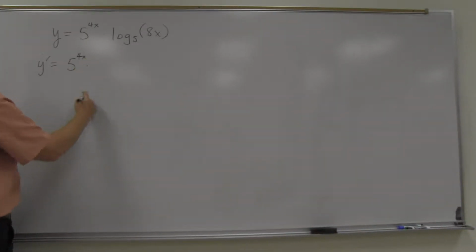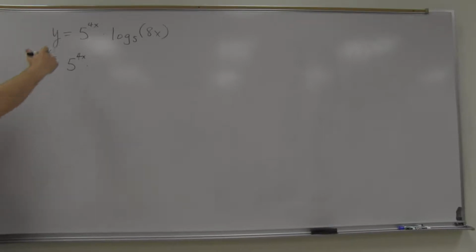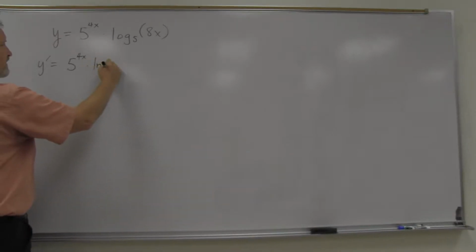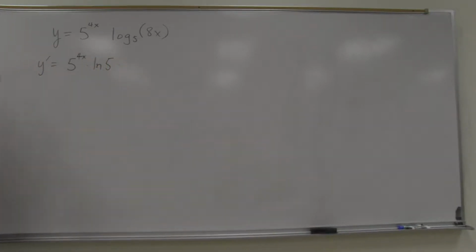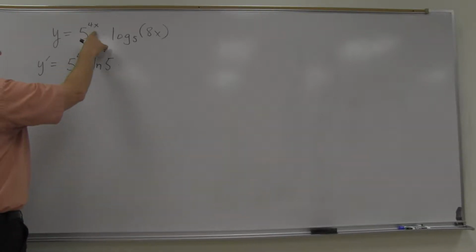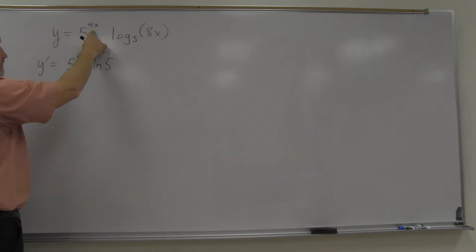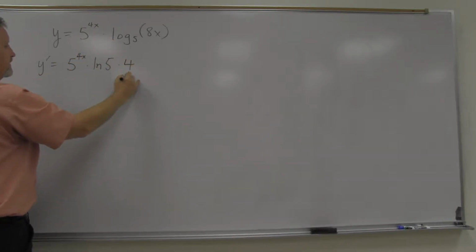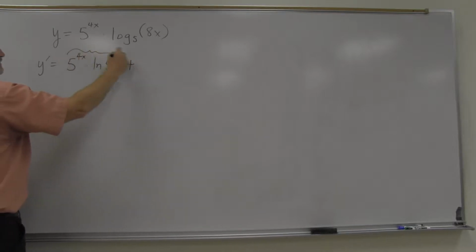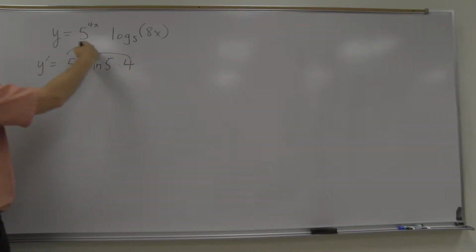But since it's not base e, we've got base 5, what else do we need? ln of 5. Unless your exponential is base e, you're going to have this ln of the base. And then what else for the derivative? The derivative of the power. The derivative of 4x is 4. So all that is the derivative of 5 to the 4x.